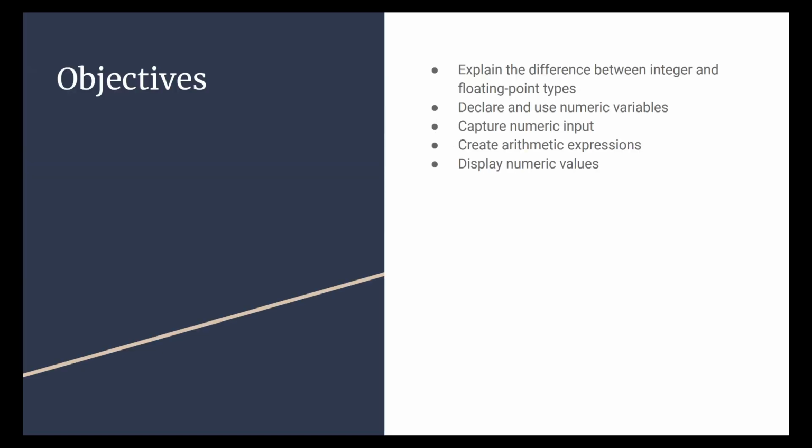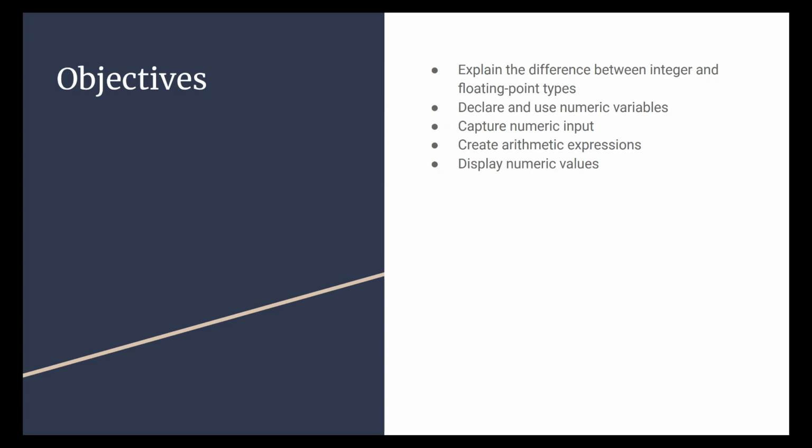The objectives for this lecture will be to explain the difference between an integer and a floating point value. In C#, we'll be looking at int types and double types for those two respectively. And we'll talk a little bit about the differences there and when and why you would want to use one over the other. We'll also look at how to declare variables for numeric types.